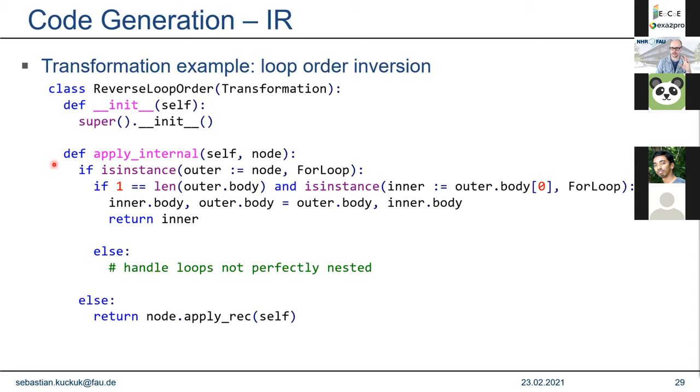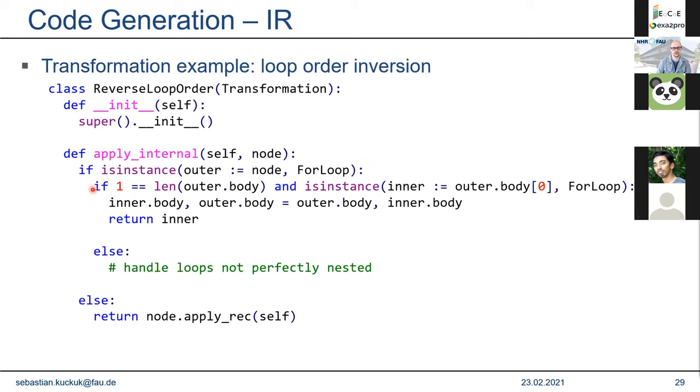So let's just go through this line by line. So first we check if the node we're applying our transformation to at the moment is an instance of a for loop. So everything that's not a for loop, we ignore. For convenience, we also bind this node to this outer variable just to make it more verbose. Okay, if we have found a for loop, we want to check if the next statement in the body of that loop is also a for loop, such that we can exchange those two.